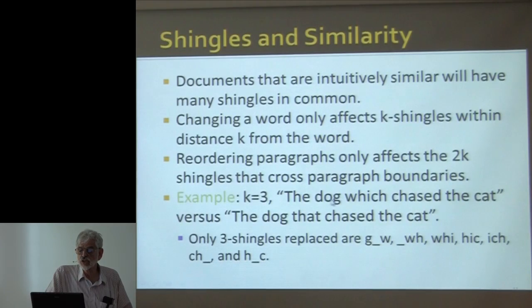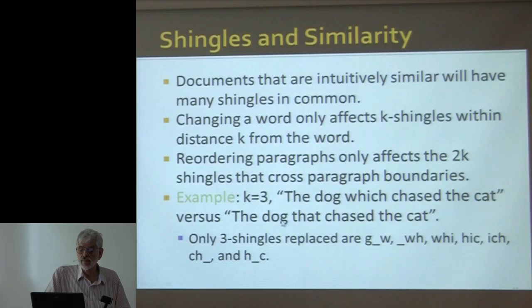So which shingles in the original don't appear in the new one? Well, it's got to at least touch which. So the first one would be G blank W. White space characters, by the way, typically count. You could ignore them, but typically you actually count the white space because this lets you pick up phrases consisting of two words or more in some cases. Okay, so G blank WH, WHI, and so on, and then the last one would be H blank C.